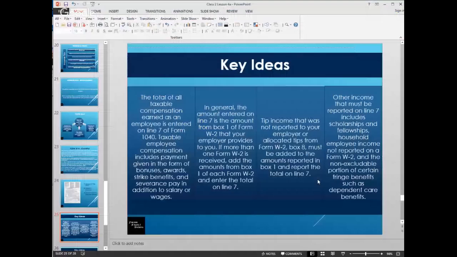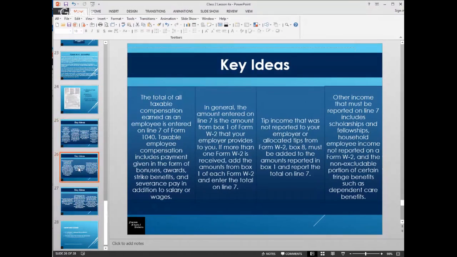Other income that must be reported would include any scholarships, fellowships, any household employee income, anything that's not reported on the W-2 because you didn't receive one, such as a business going out of business, and non-excludable portions of benefits such as dependent care or the adoption credits. So we will cover those other items when we are talking about the dependent care credit. We will discuss how that withholding sometimes is an option with your different employers.